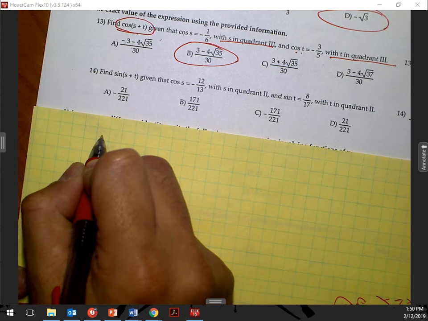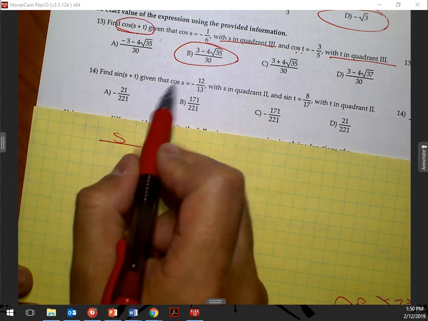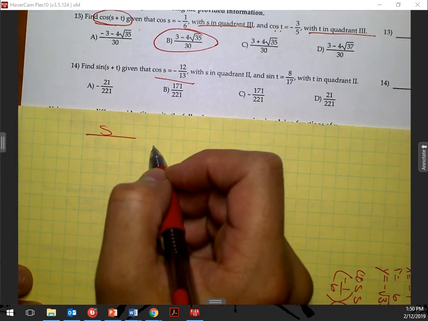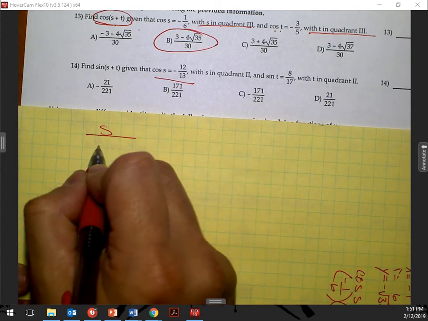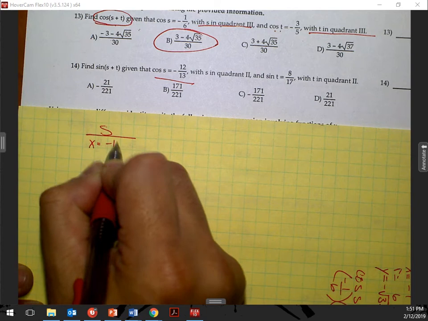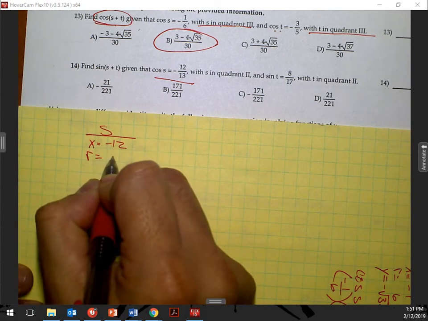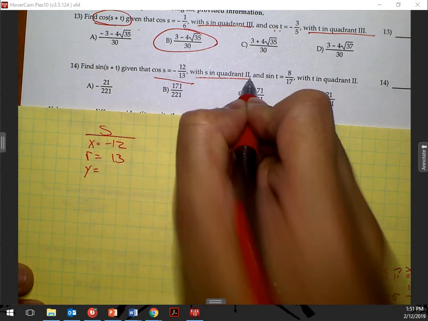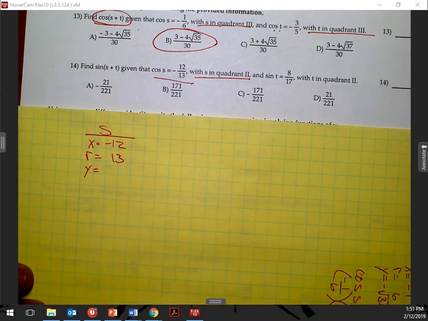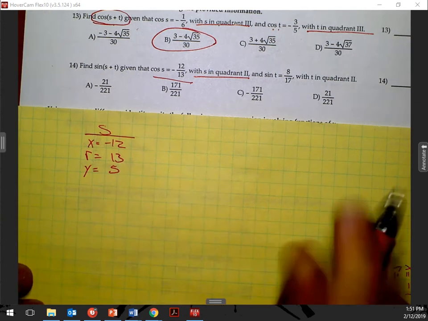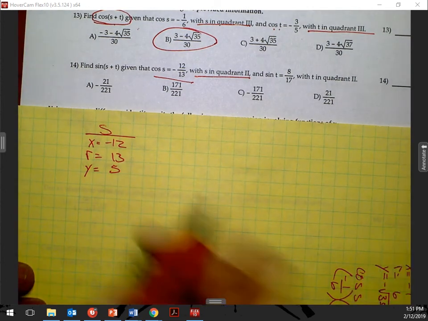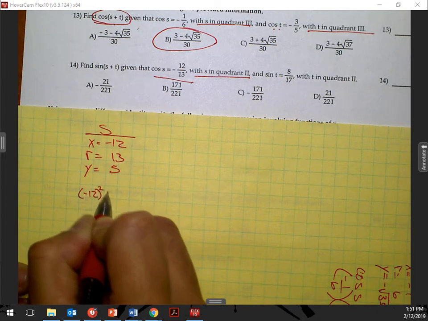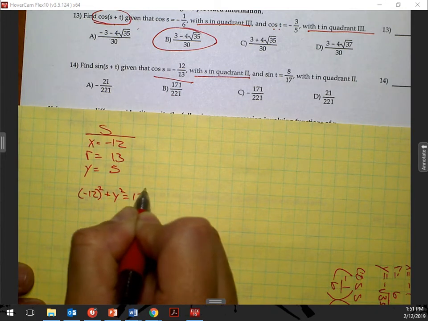Alright, so this one's going to be S and T again. So S. So it says cosine. Cosine's what over what? X over R. So my X value is negative 12. My R is, my Y is, right here, it's going to be a positive 5, right? How do we get positive 5? Pythagorean theorem, right? So let's see. It's going to be negative 12 squared plus y squared equals 13 squared.